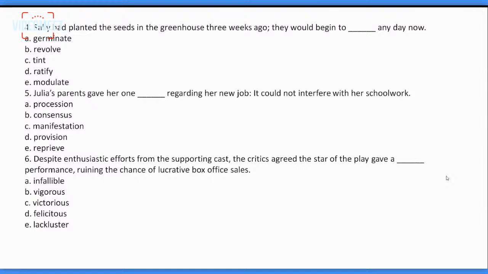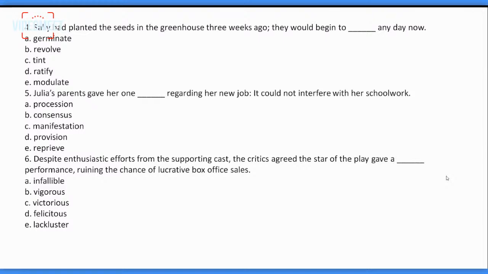Vigorous means somebody who's over enthusiastic, who's very passionate. Again, a positive word. Victorious. Now, again, victory, victorious, positive. Not the one thing that we're looking for. Felicitous would mean somebody who's well suited for the circumstances, or maybe he was well suited as per the plot of the play, but if he were, he would not have given such a bad performance. So lackluster would be the right word here.